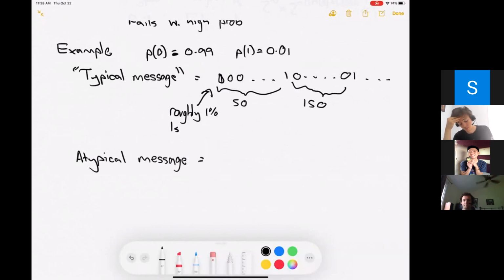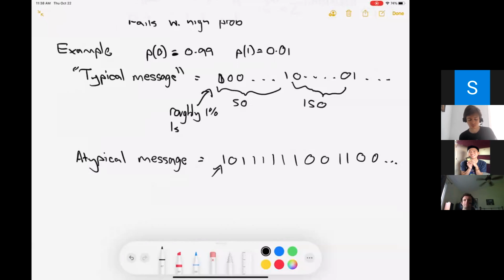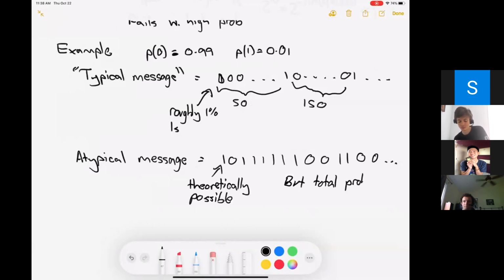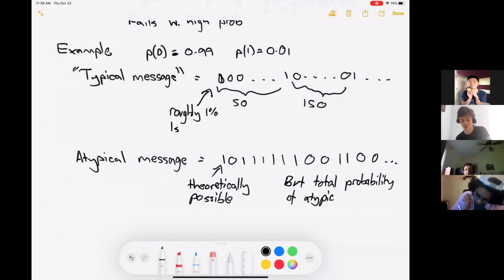Okay, an atypical message would be something like 1, 0, 1, 1, 1, 1, 1, 1, 0, 0, 1, 1, 0, right? Just some message that doesn't have anything particularly close to 1% ones. Yeah, this is theoretically possible. There's a large number of these atypical messages, and each is theoretically possible. But the total probability of having some atypical message that we want to send is very small.